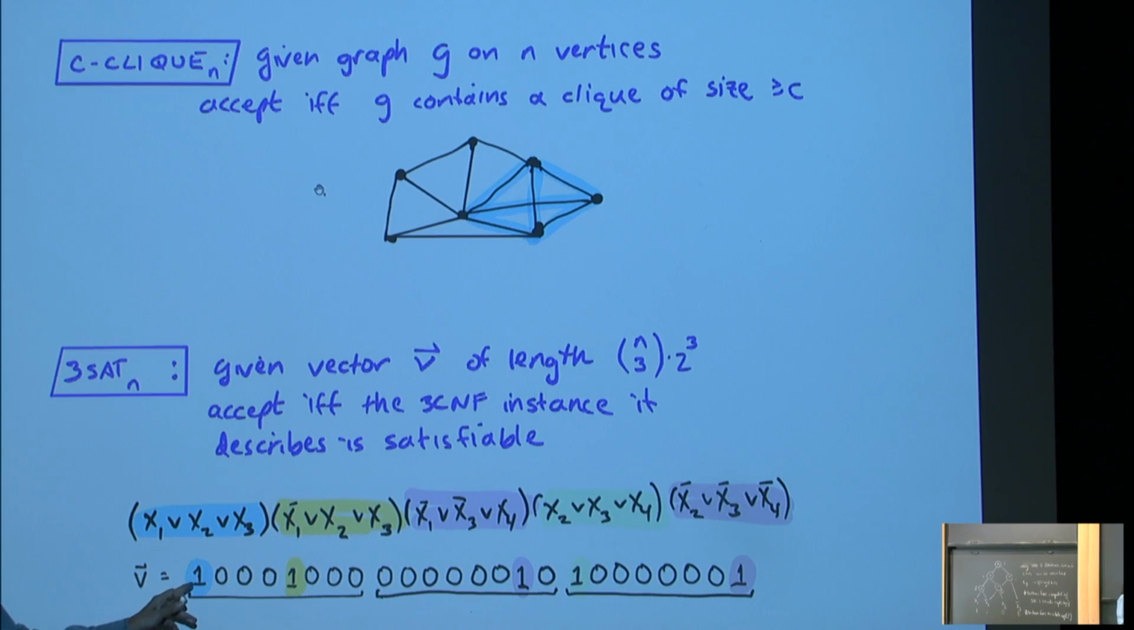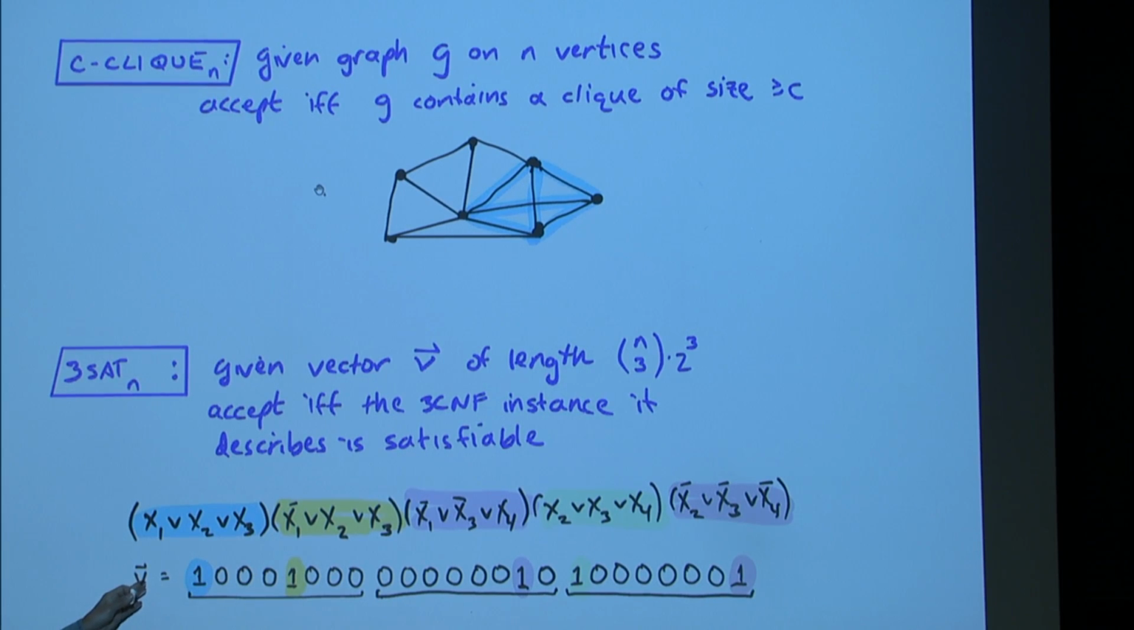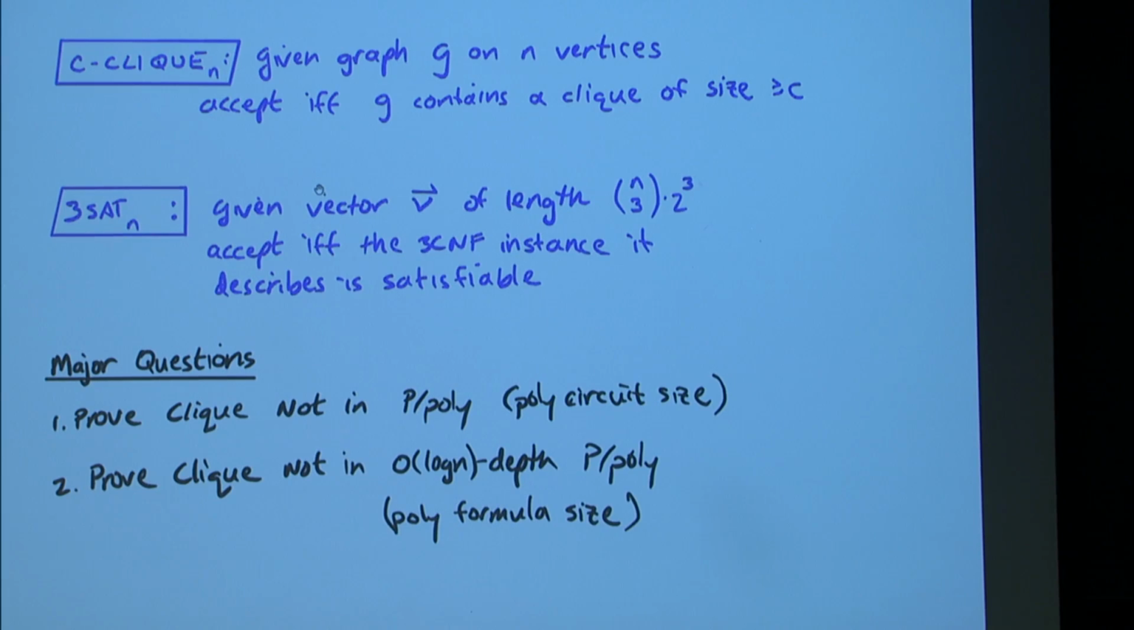Basically, we'll have one bit for every possible clause of size 3 over the n variables. And so this vector will represent a particular set of clauses, and we want to accept if the corresponding CNF is satisfiable. Okay? So they're both monotone functions in NP, so we'd love to prove as strong lower bounds as we can on them.